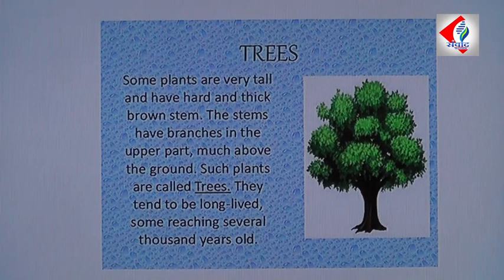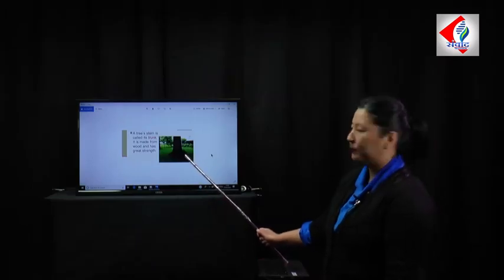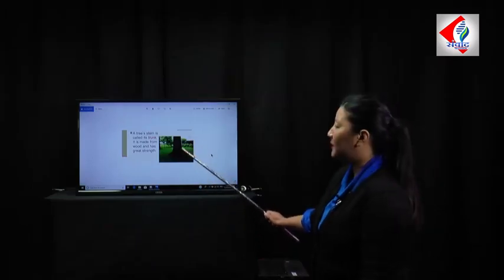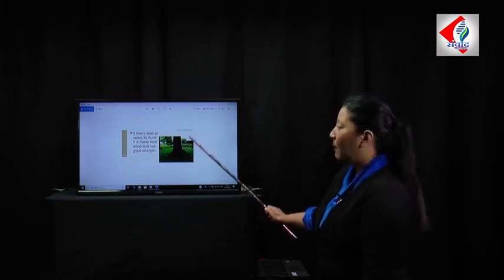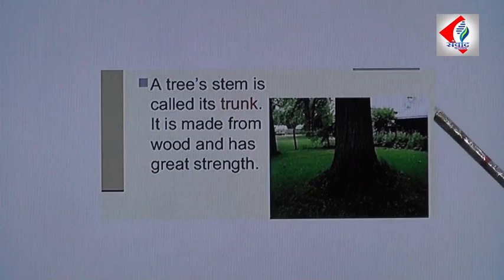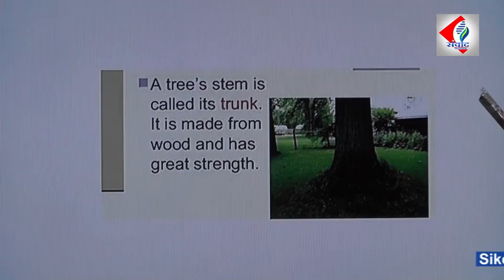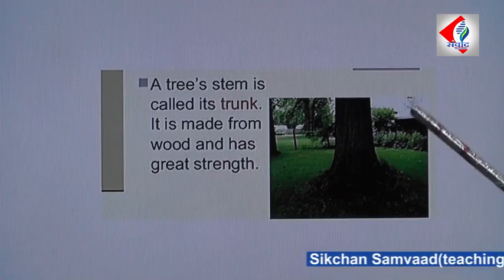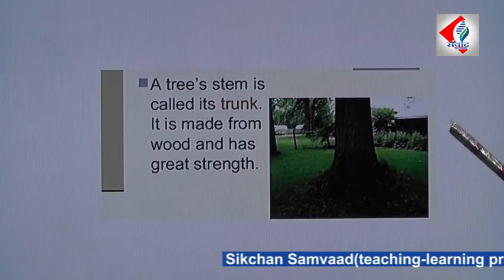They live very long. Some even reach several thousand years. For example, the banyan tree, the peepal tree, they live for very long. Now, if you look at this picture, you can see this is a picture of a tree. I have just focused on this. This we know as a stem, but a tree's stem is called a trunk. The thickest part of the tree, which is woody in nature and very, very thick and very strong, is called the trunk.